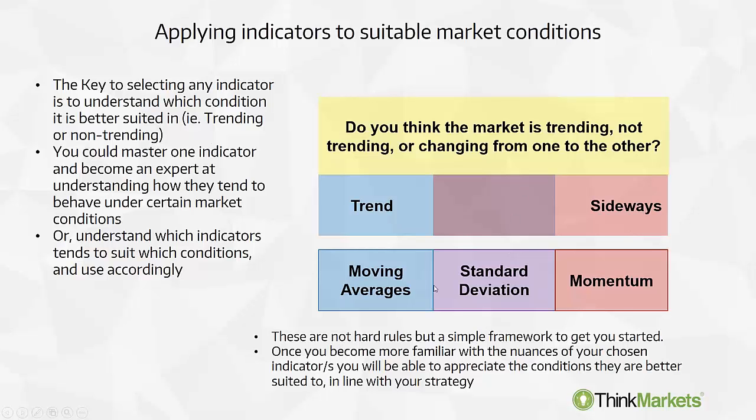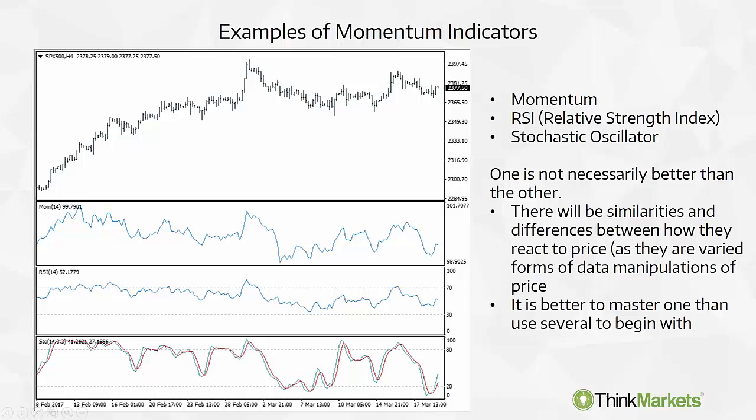Standard deviation I've put in the middle because, in actual fact, standard deviation reverting back to the mean would initially look more useful in a sideways market where you've got sideways oscillations, but at the same time there are things you can do with trends as well, so there's a bit of a mixture here. There are no hard and fast rules, but here's how I look at things.